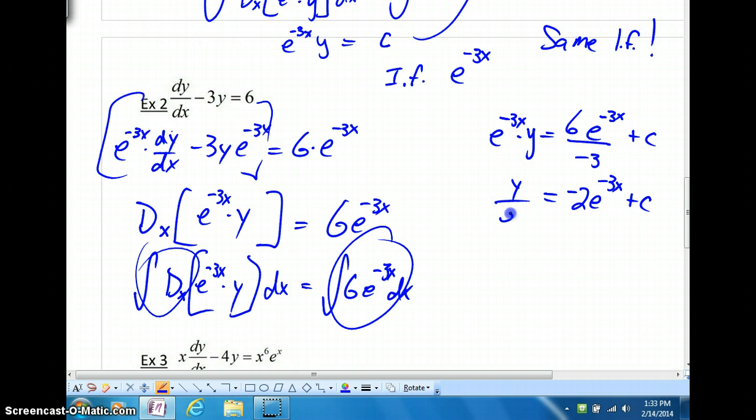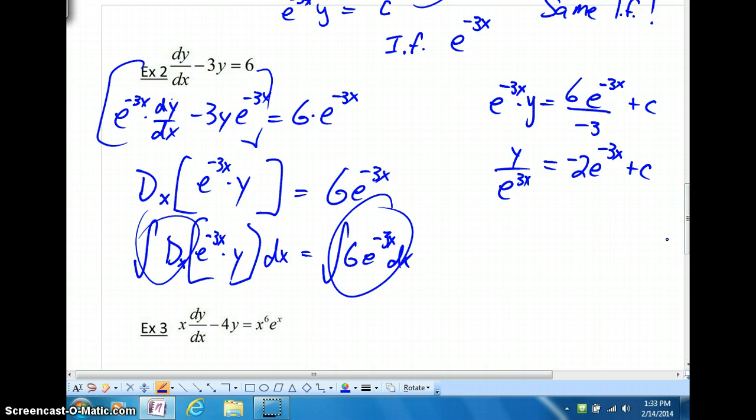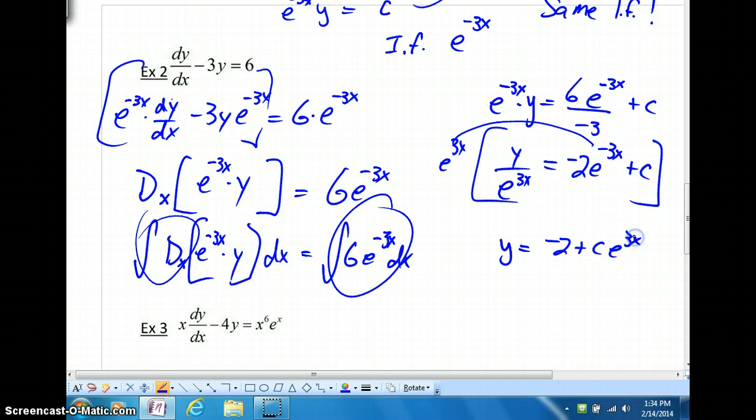You can think of this as e to the 3x down below if you'd like. You could say now I'm going to multiply everything through by e to the 3x. And I'd have y equals, ooh, what happens when I multiply e to the 3x times e to the negative 3x? I get a 1. That's negative 2. Wow, look at that. There you go.